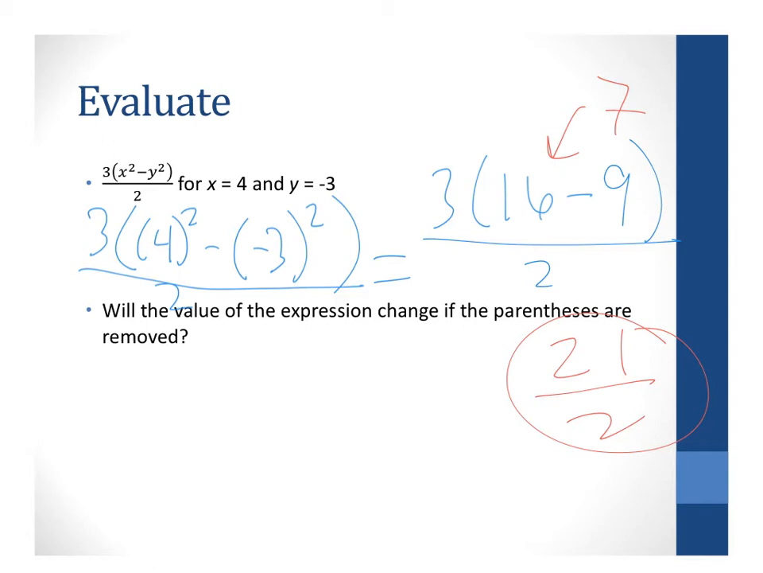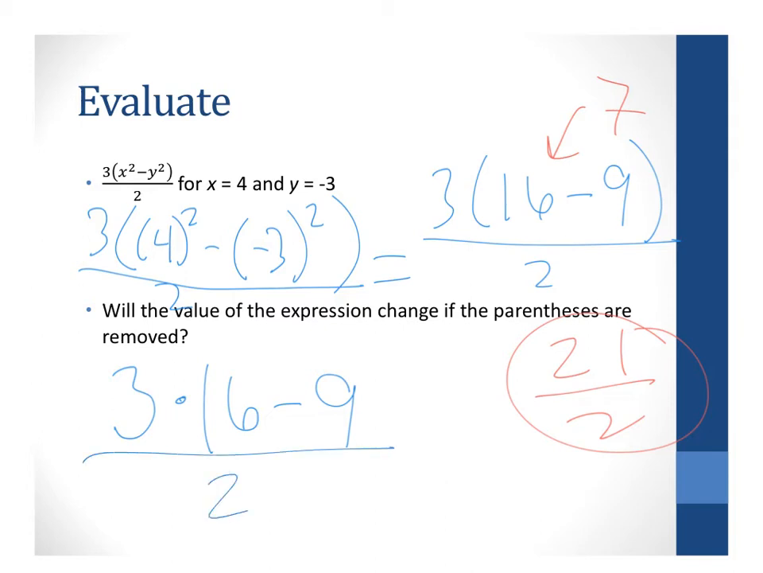So this next question here says, will the value of the expression change if the parentheses are removed? Meaning this parenthesis here and this parenthesis here. Well, let's see. If we were to remove this parenthesis and this parenthesis, I would essentially have this. 3 times 16 minus 9. What I just did here is I evaluated my exponents, the squared part. And then we would have, because the exponents would still go first, all over 2.